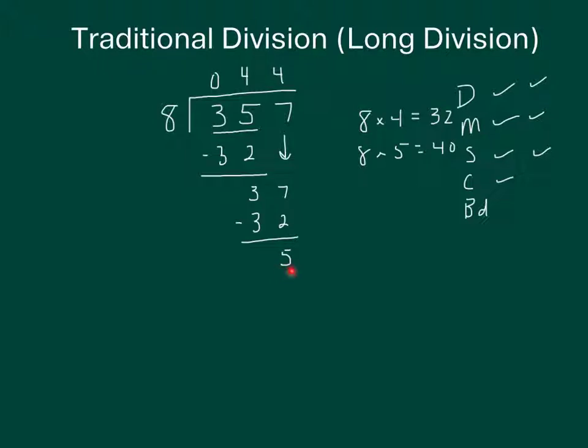Now what do I do with this number here, 5? Those 5 objects, whatever they would be, won't fit evenly into another group. They won't make a whole other group of 8. So those are just leftovers, and we call that the remainder. 44 remainder 5 is the answer to 357 divided by 8.